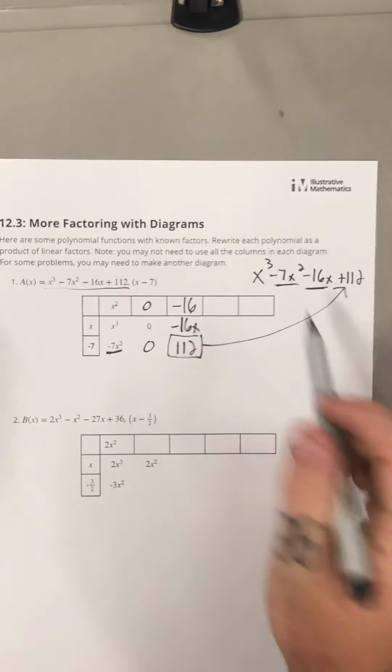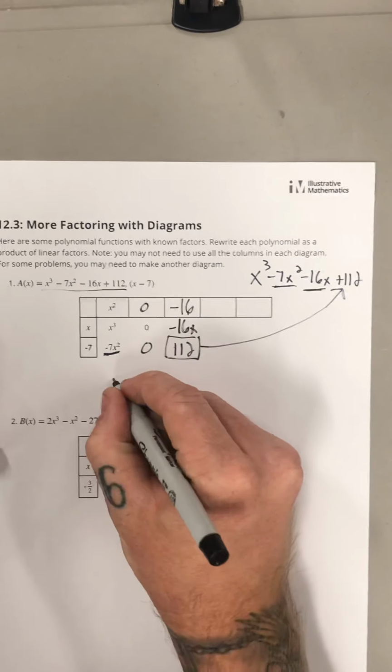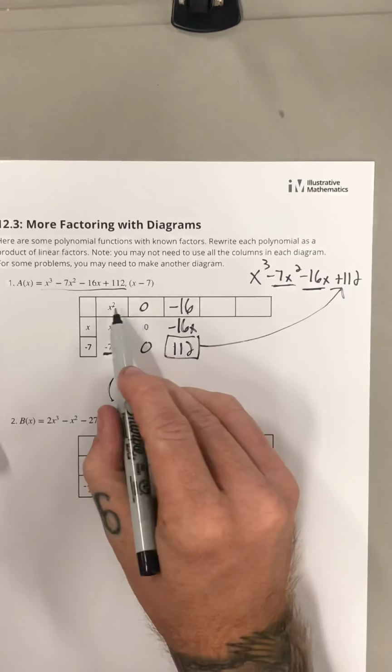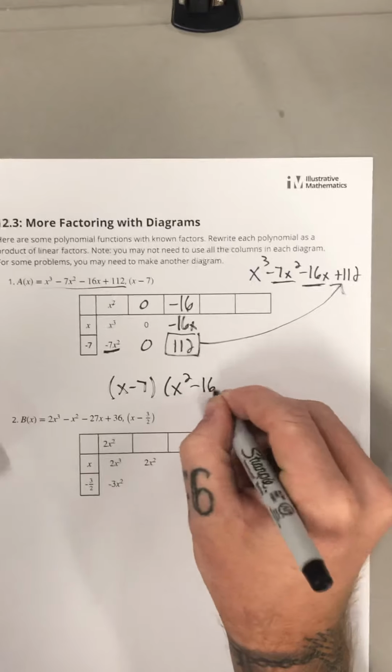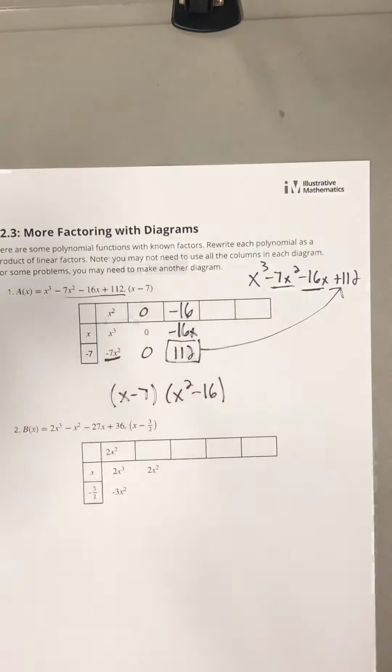So then when they say rewrite each polynomial as a product of linear factors, x minus 7 is your first one, because they give that to you. And x squared minus 16 is your second one. That's your answer. We could factor this further, but I don't want to spend a whole lot of time on that today. I want to get comfortable with the box before I start throwing a bunch of other stuff in there.